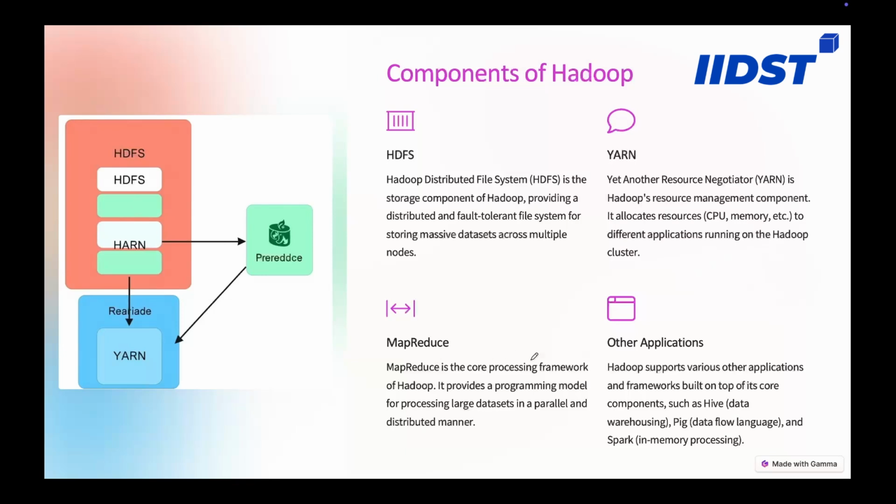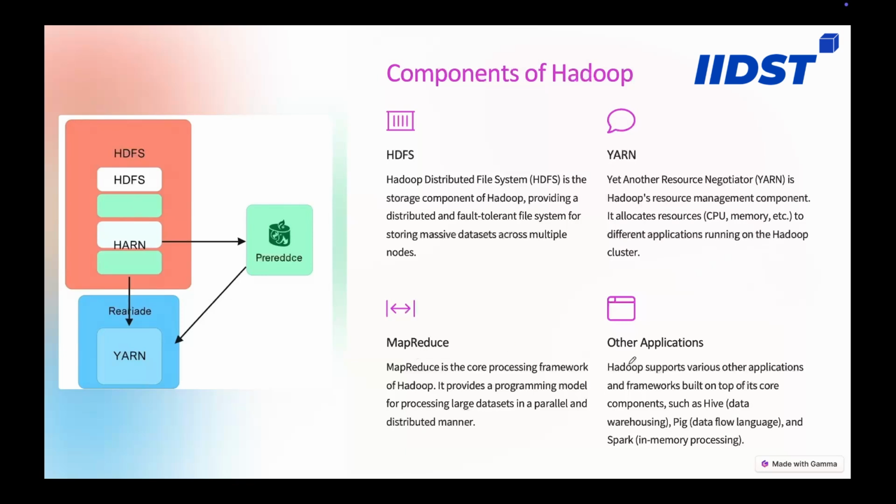MapReduce is the core processing framework of Hadoop. This right here is the processor of Hadoop. It provides a programming model for processing large datasets in a parallel and distributed manner. So we essentially say it's a MapReduce job, because MapReduce takes in the data and processes it in such a way that it can be easily stored on Hadoop nodes and Hadoop clusters. So HDFS is where the data is stored. Yarn manages all the resources and allocates them accordingly. And MapReduce is the core processing framework which processes the data and then stores it in HDFS.